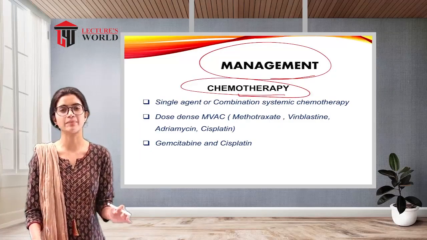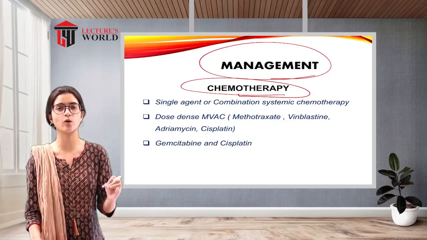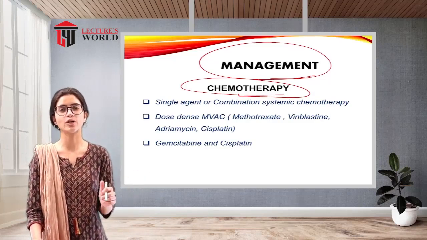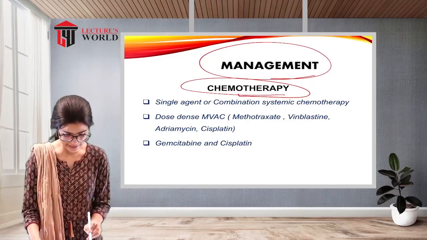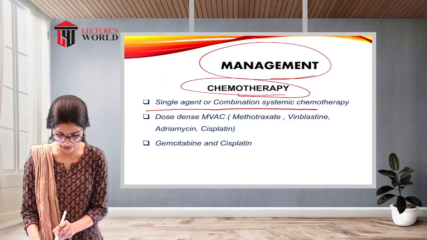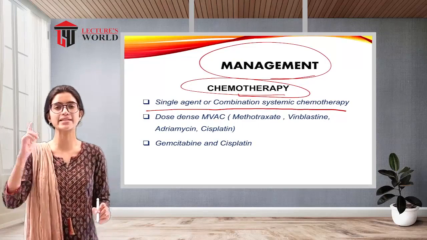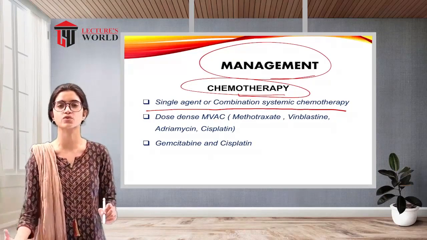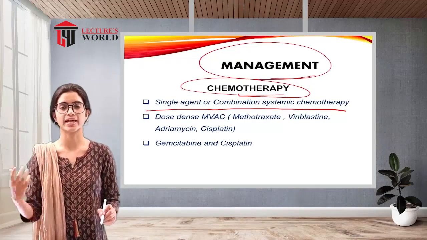So chemotherapy is the administration of anti-neoplastic agents so as to destroy the cancerous cells. So when the anti-neoplastic agents are being administered, it is a single agent or a combination systemic chemotherapy. So either one single drug is being used to destroy the cancer cells, or a combination of those drugs is being used to destroy the cancer cells.